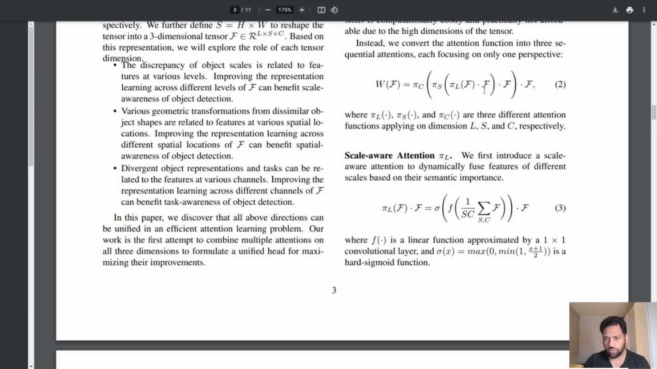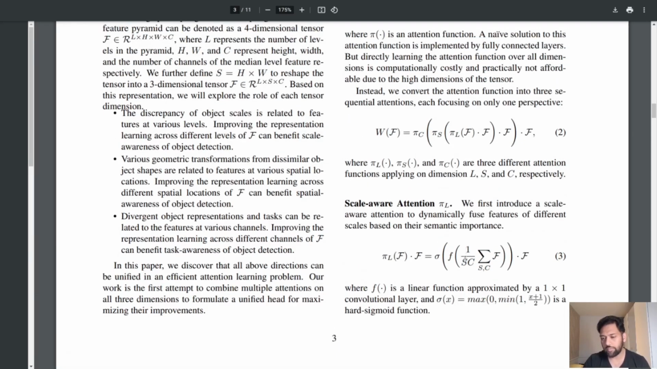So a bit more detail now. The first is scale level attention, and if we go through this, what they do is basically take the average across the scale and channel dimensions. This can be implemented as a mean operator or global average pooling, kind of the same thing in Torch. So they reduce two dimensions here.